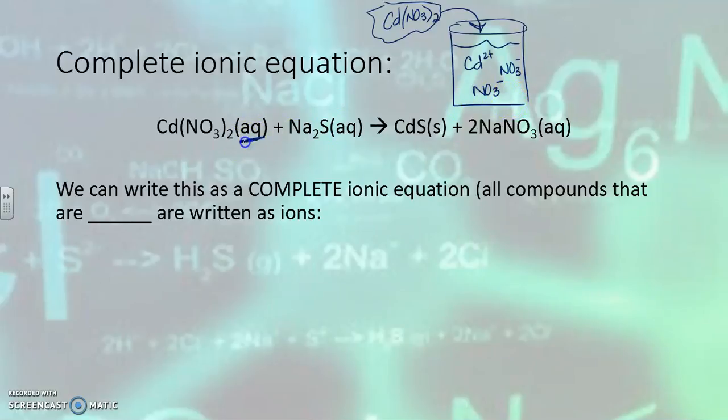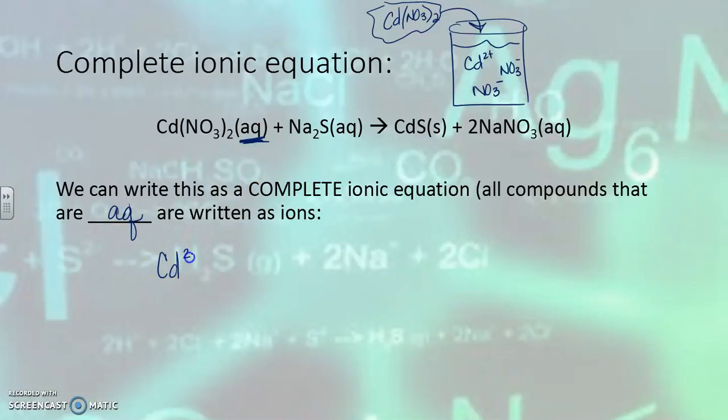Okay, so that's what it means when it's aqueous. It means that it's in solution and those ions have dissociated. They have broken apart. Okay, so anything that has an AQ after it, when you write it, you would have to break apart all of your aqueous substances. So it says we can write this as a complete ionic equation. All compounds that are AQ or aqueous are written as ions. So if it has an AQ after it, we break it apart into the ions that make it up.